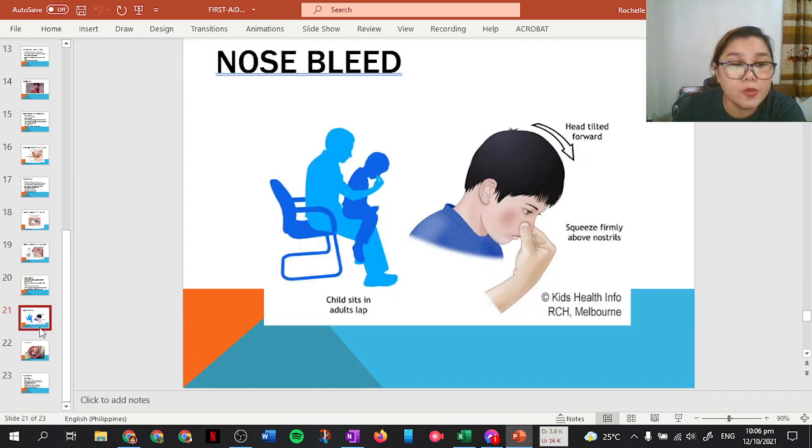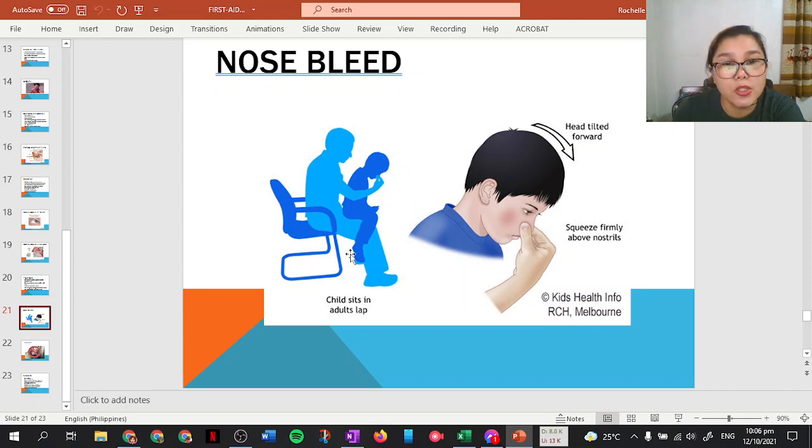Okay, next for nosebleed. Usually this happens kapag sobrang init o kaya minsan pag natatamaan ng ilong pag naglalaro. So it will cause nosebleed. So what should be done? So head tilted forward, hindi pa patingala. So next, squeeze firmly above nostrils and then eventually mag-stop na yan from bleeding.